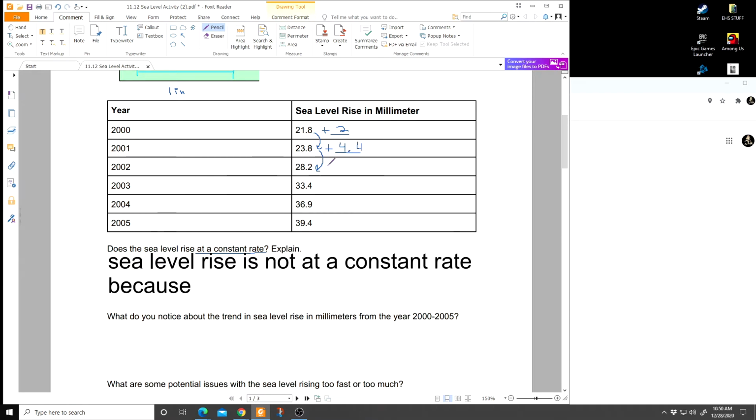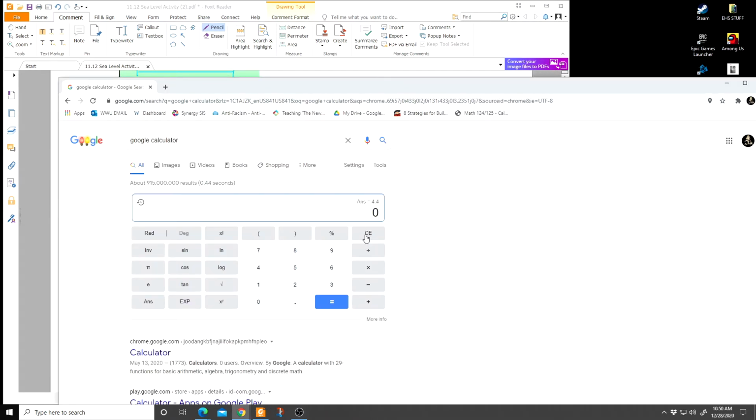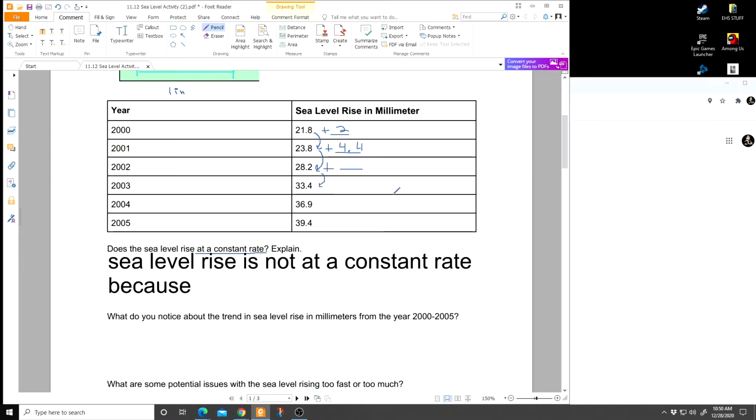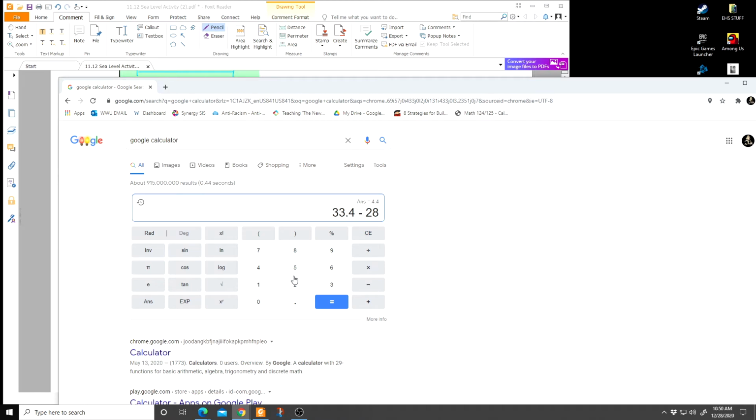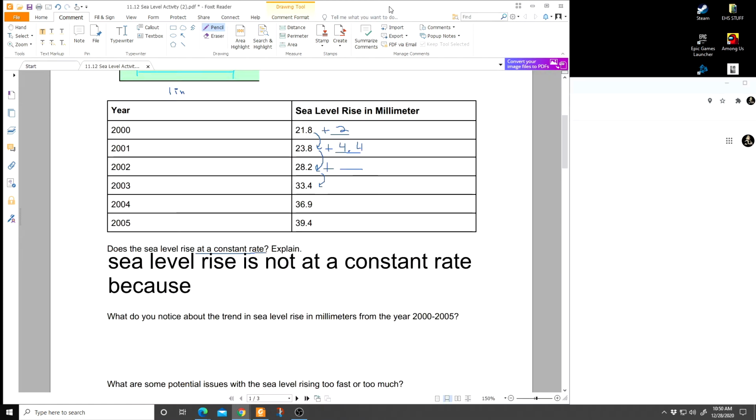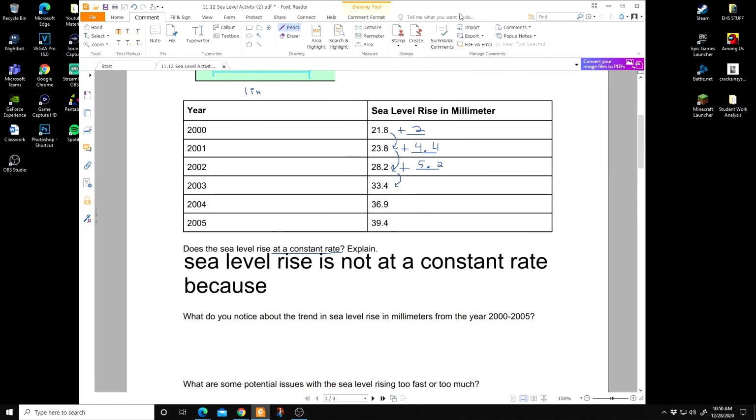Now, how about the next one? Well, this plus that will give me this right here. So let's go to 33.4 minus 28.2. There it is, 28.2. And we get 5.2. So you can see this is 5.2 right here. So now we just take a look at this right here.